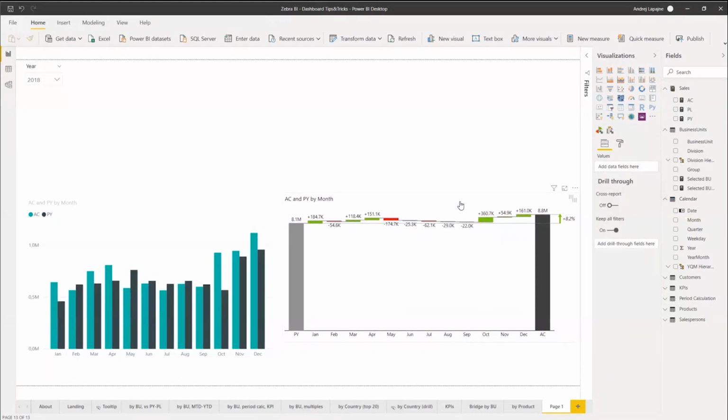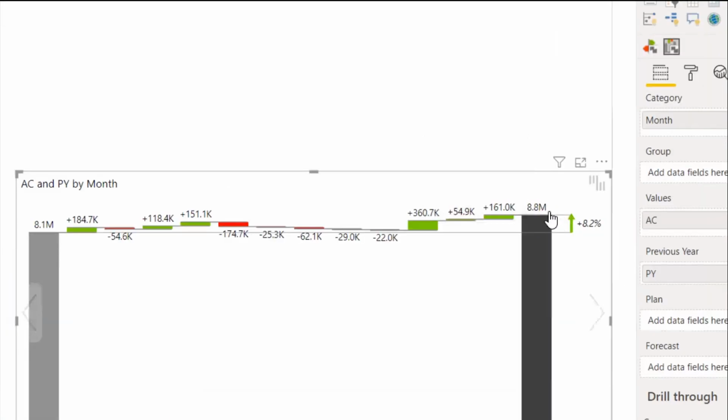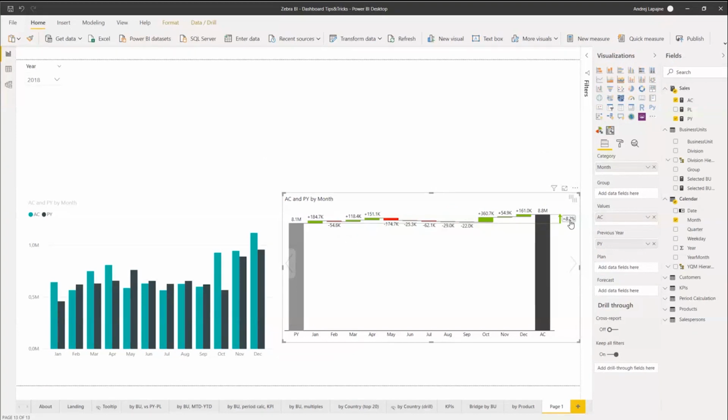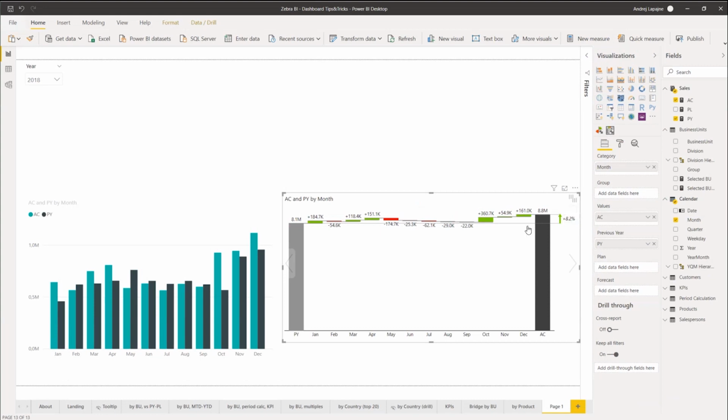Zebra BI has actually produced a waterfall chart, where now I understand, okay, the previous year value, previous year we had 8.1 million. This year we have 8.8 million, right? And more importantly, the visual has calculated the key information here. So this is called the difference highlight. So obviously we had 8.2% growth from previous year, which is great, which is good.